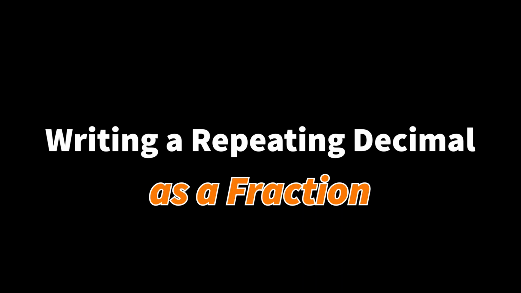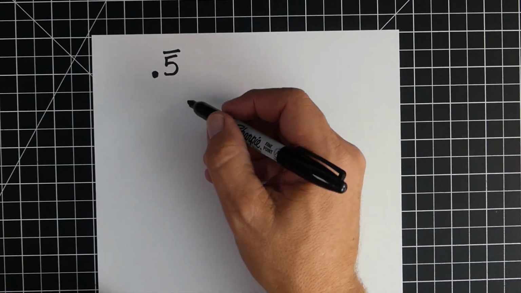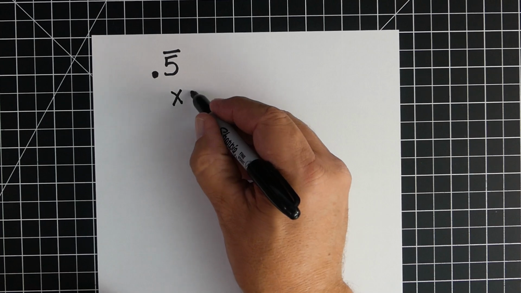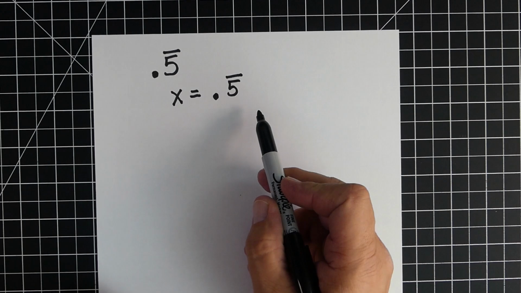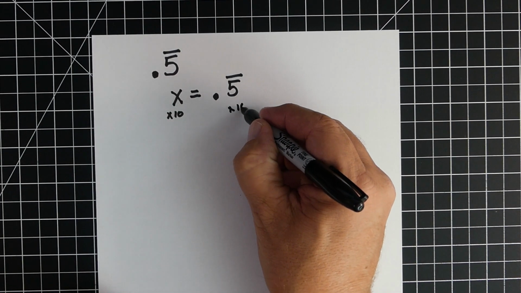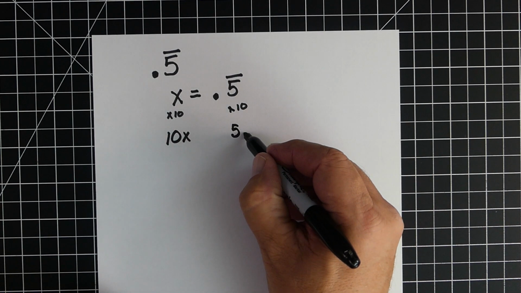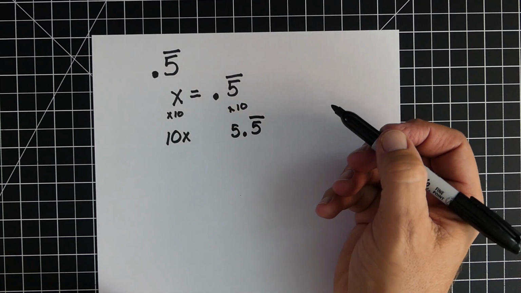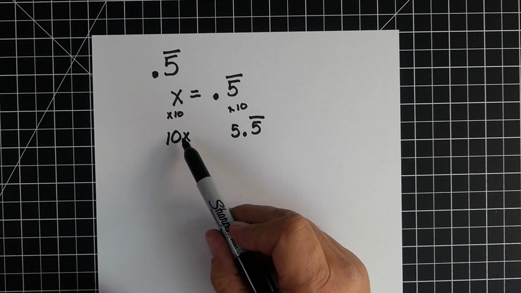All right, let's look at how we can write a repeating decimal as a fraction. So here's our first example. In this case, we have 0.5 repeating. What we're going to do is give this 0.5 repeating the value of x. So x equals 0.5 repeating. Next, we're going to multiply both of these by 10. For the x, that just means it's going to become 10x. But for the 0.5 repeating, it's going to turn into 5.5 repeating. So we multiply both sides by 10.